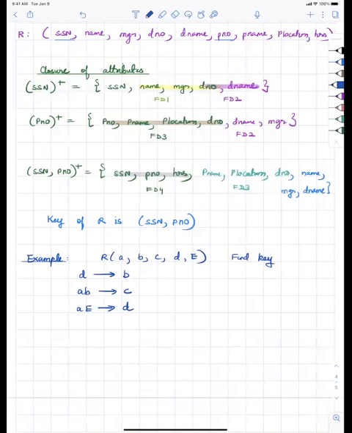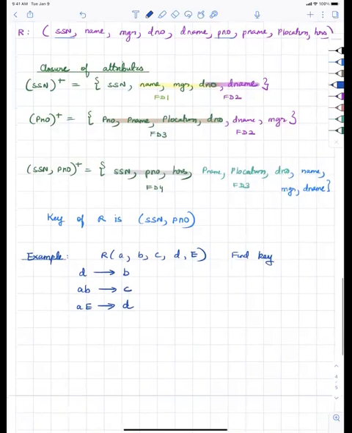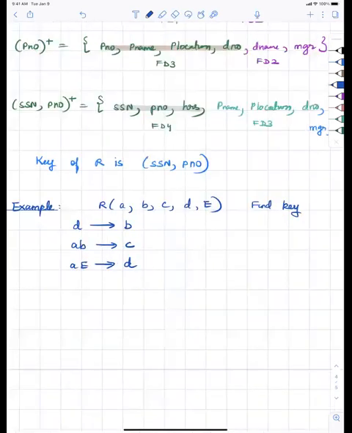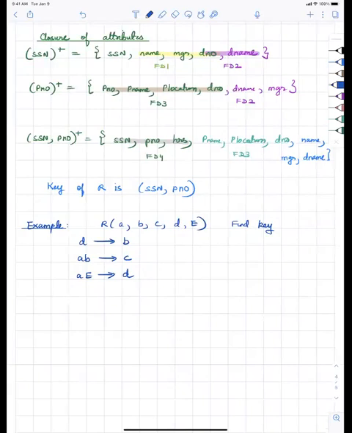Okay, did anyone find the key? Looks like AE would be the key, I think. Yeah, actually you're right. You know, AE is the key. So again, out here, if you do D plus, all you can get are D and B. So that's definitely not the key. If you do AB plus, you get A, B, and C. There's nothing else you can get from it.